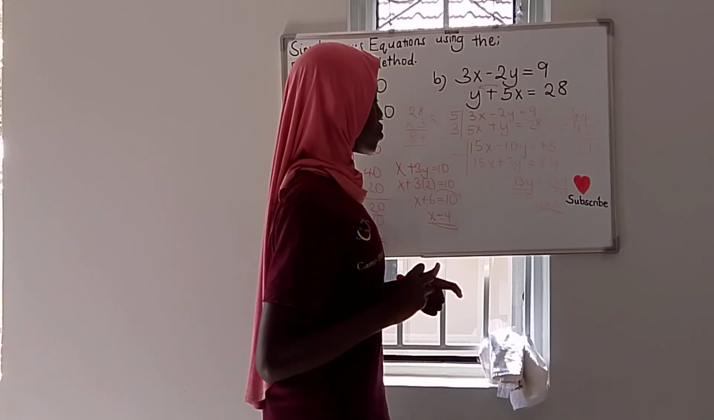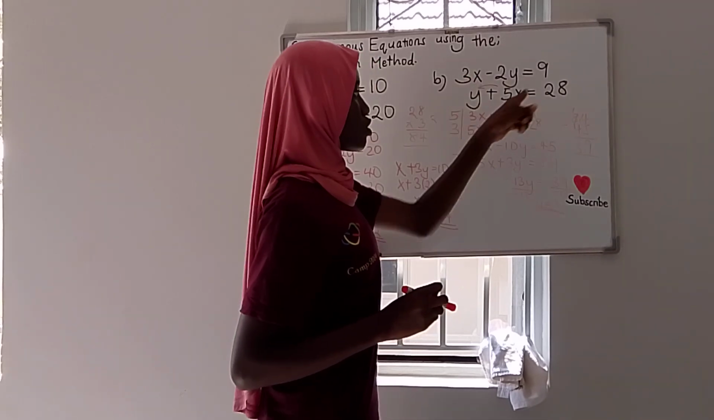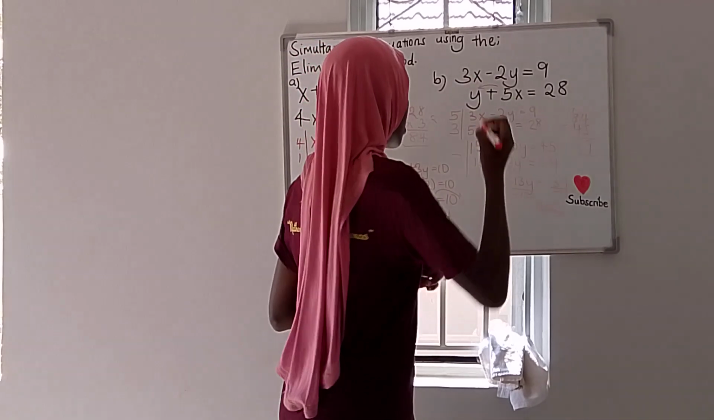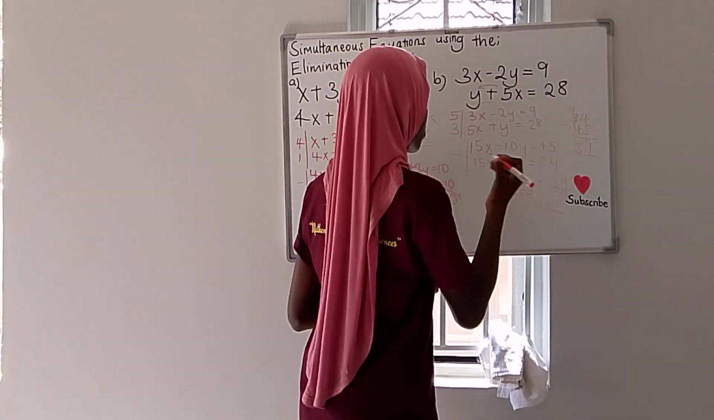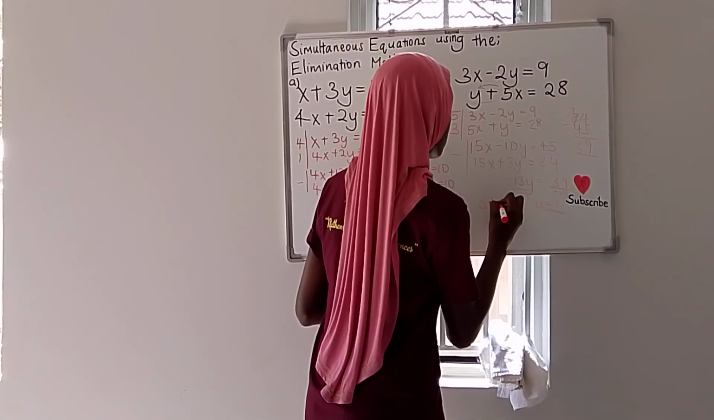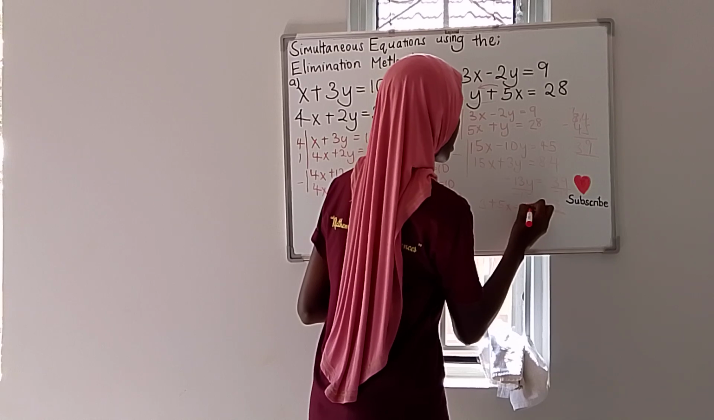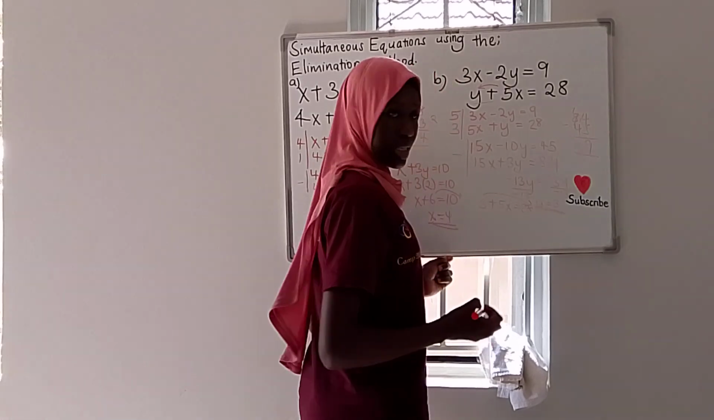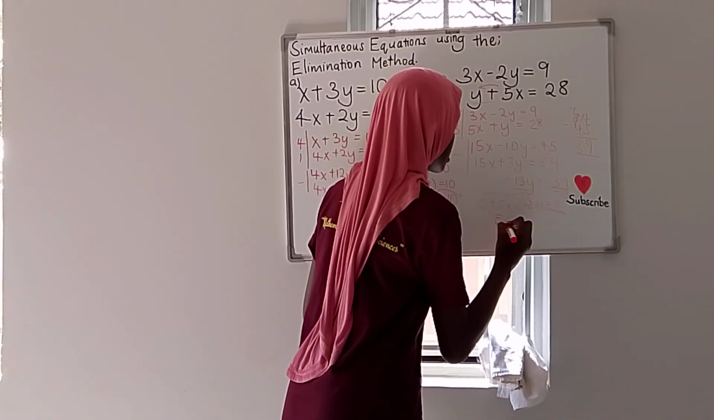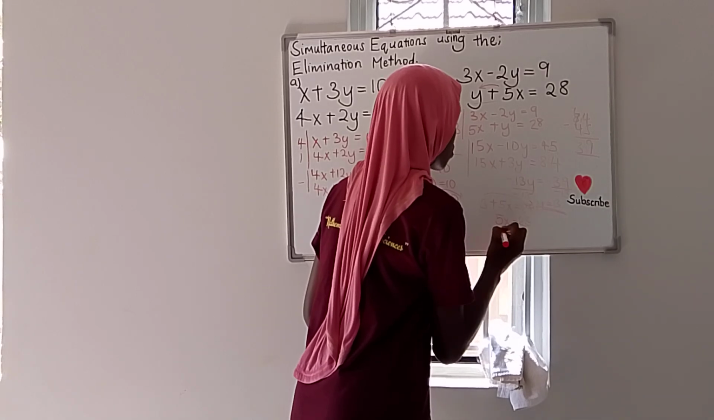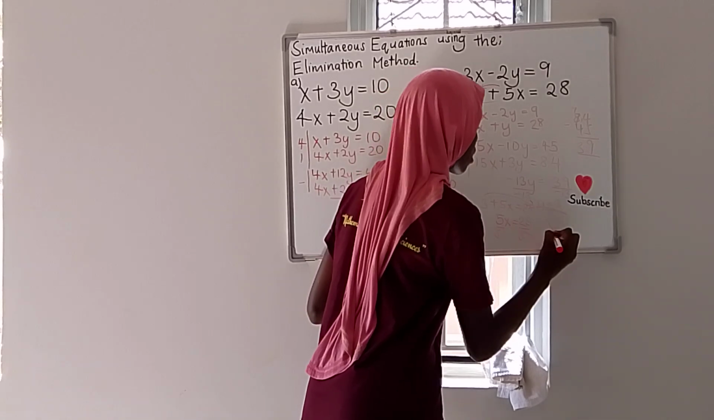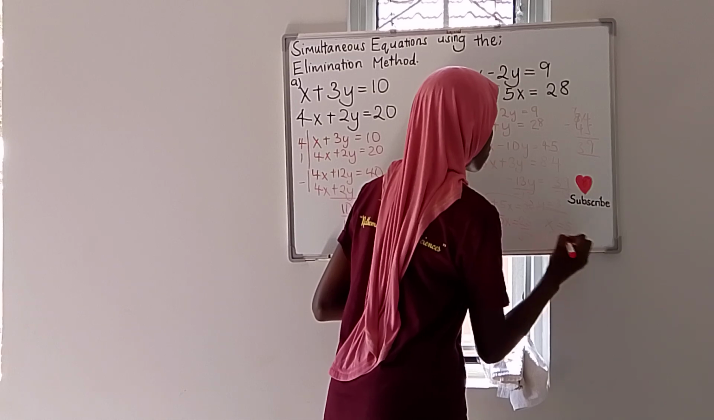Since we have our y as 3, we can substitute it in any of these two equations to get the x. So we shall take this one, for example. 3 plus 5x will be equal to 28. By taking 3 to the other side, we'll have 5x giving us 25. When we divide by 5 on both sides, our x will be equal to 5.